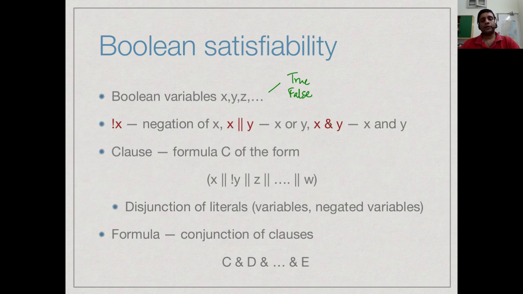And we use ampersand to denote and. x and y is true only if both are true. So x must be true and y must be true. If either one of them is false, x and y is false. So these are the standard Boolean operations that we know about Boolean variables.